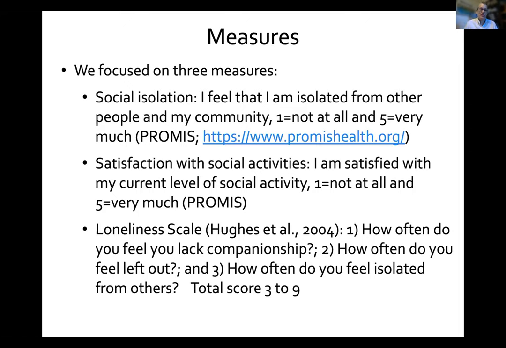We focused on three measures for this study. The first was social isolation, and the question was, I feel that I'm isolated from other people in my community, which was rated on a scale of 1 to 5, with 1 not at all feeling isolated and 5 feeling very much isolated. We asked about satisfaction with social activities with the question, I am satisfied with my current level of social activity. Again, 1 not at all satisfied and 5 very much satisfied. Both of those questions came from the Patient Reported Outcomes Measurement Information System, which was funded by NIH.